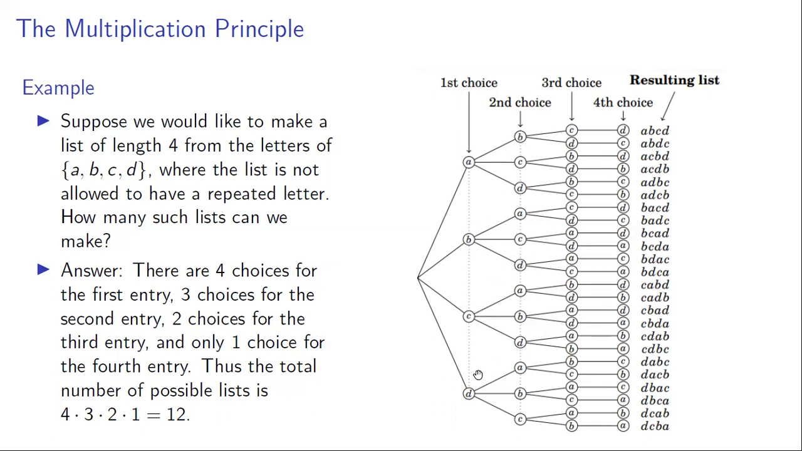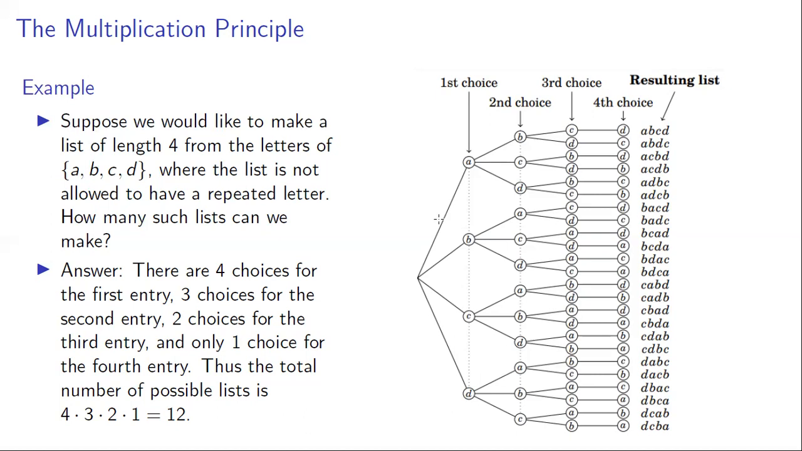And similarly for the rest. So if you think about it, what you have here is four choices for the first entry. It could be A, B, C, or D. The first entry, you haven't used any letters yet, so you can choose any of the four letters.